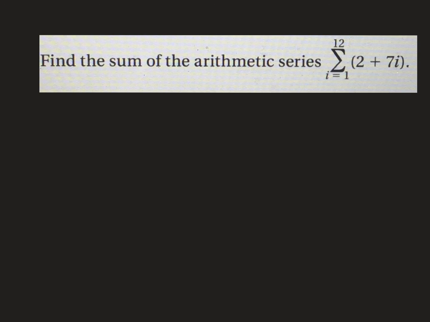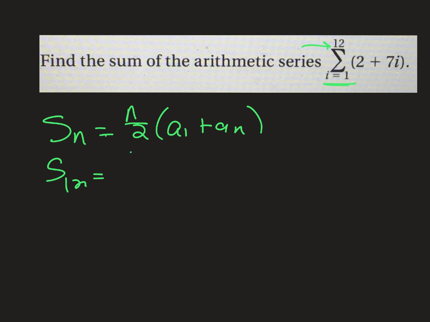Okay, find the sum of the arithmetic series. Here we go. Here's our formula one more time. It is n over 2 times the first term plus the last term. So, first of all, n is how many numbers there are. Since I'm starting at 1 and going to 12, there are 12 numbers. So, sum of the first 12 is 12 over 2. The way you get your first term is you plug the bottom number in for the i this time. So, it'd give me 2 plus 7 times 1, which is 9.